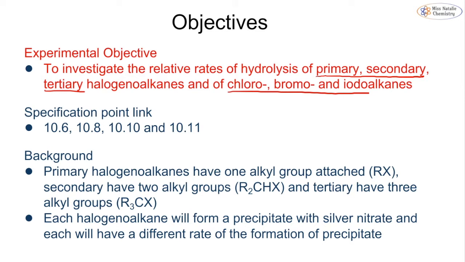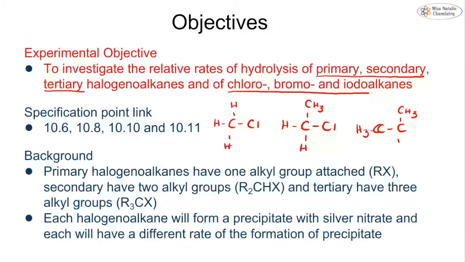Just a reminder, a primary halogenoalkane is going to have one R group attached, so we may get something like that would be a primary halogenoalkane. A secondary halogenoalkane is going to have two alkyl groups, so we may have something like that for secondary. And a tertiary is going to have three alkyl groups, where we may get something like that.